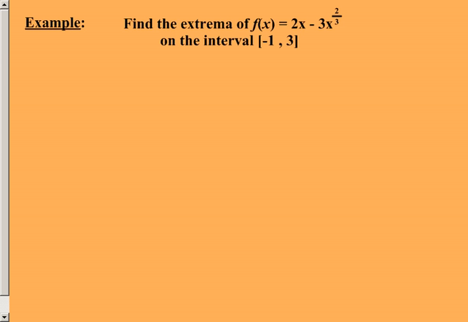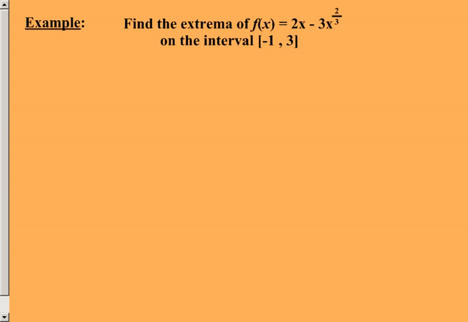Okay, another example. I'm going to ask the substitute to press the pause button and see if you can work your way through it, and then press play when you have the answer, and hopefully the answer I arrive at on the recording will match the answer that you have there in the classroom.